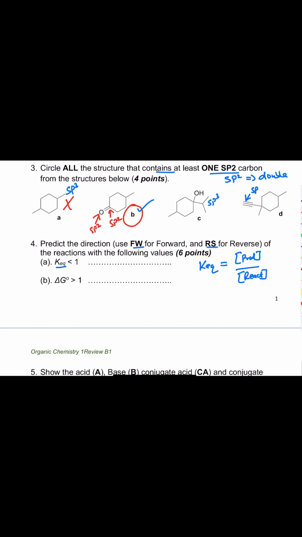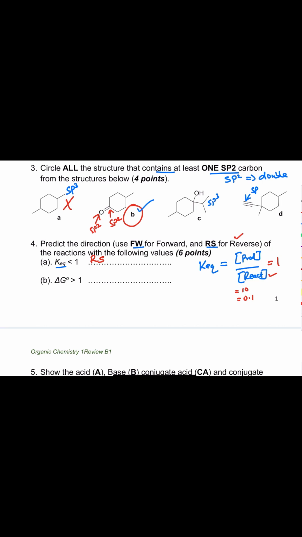So if the value of the product and the reactant is the same, then KEQ will be equal to 1. If the product is 10 times more than the reactant, then the KEQ will be equal to 10. If the reactant is 10 times more than the product, then the KEQ will be equal to 1 over 10, which is 0.1. Now looking at this first one, the KEQ is less than 1, so that means the denominator here is much bigger, so you have more reactant, and therefore the reaction favors the backward reaction, so that's going to be reverse reaction favored.